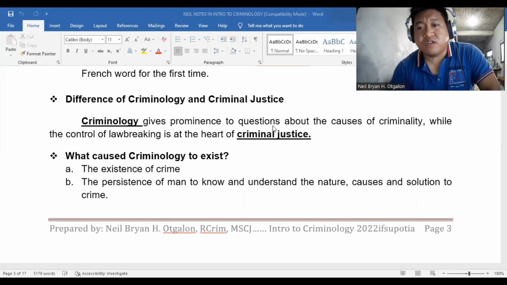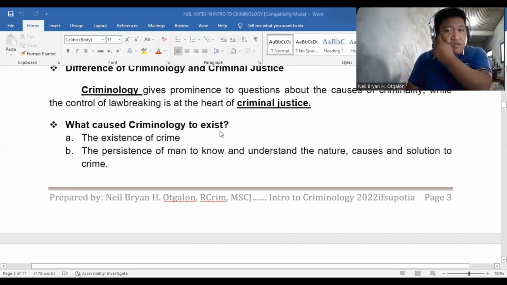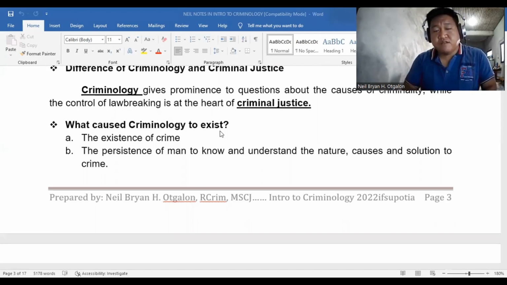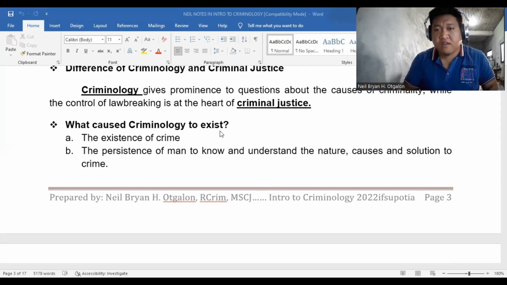It gives prominence to the question about the causes of criminality, while the control of lawbreaking is at the heart of criminal justice. So, ang criminology is specific on the study of a crime. Kumbaga sa mga medical doctor, ang criminology is specialist. Parang yung doktor, merong espesyalista sa utak, may espesyalista sa skin, and so forth and so on.